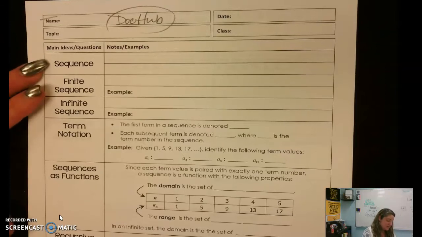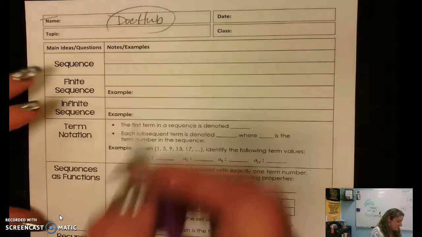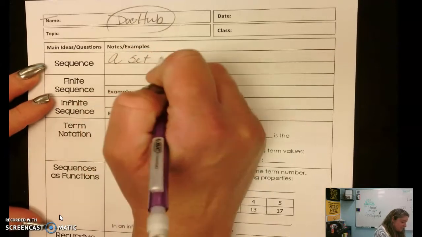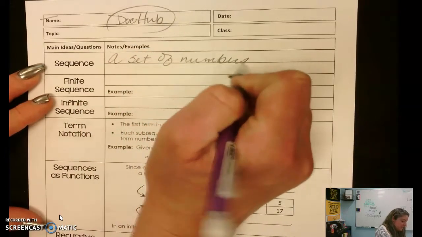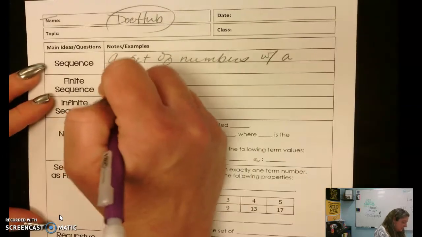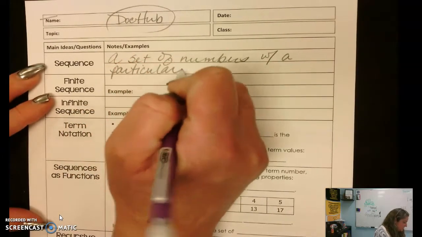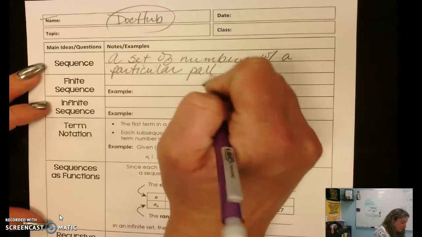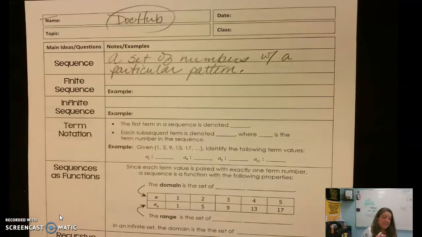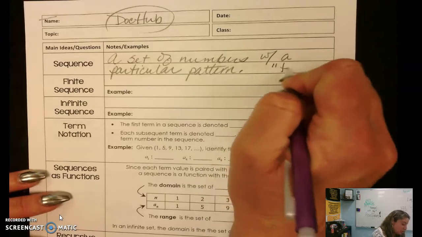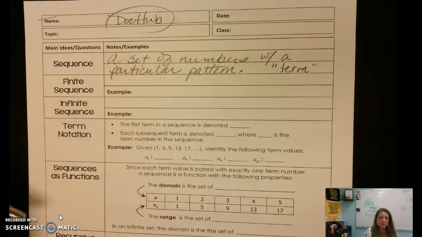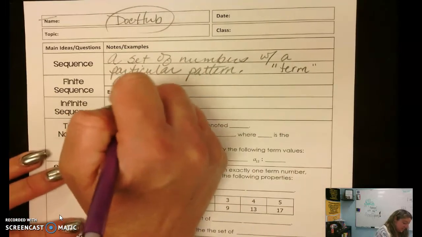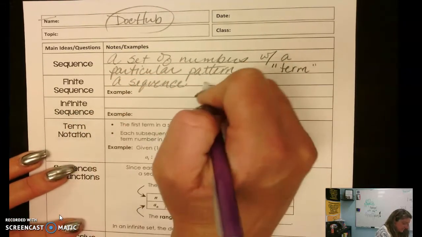The first thing that we're going to talk about, though, is what a sequence is, okay? So a sequence is just a set of numbers with a particular pattern. That's all it is. Each number that is in the pattern we actually call a term. You've seen that word before, but each number that's inside that sequence we call a term. A finite sequence is just a sequence with a limited number of terms.